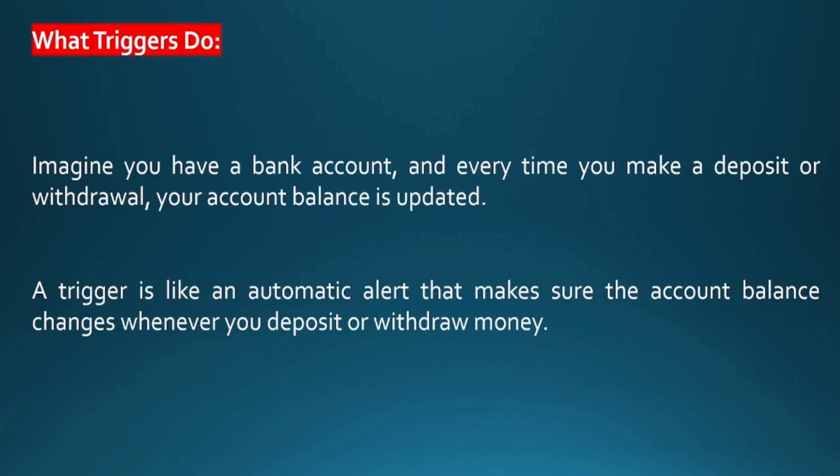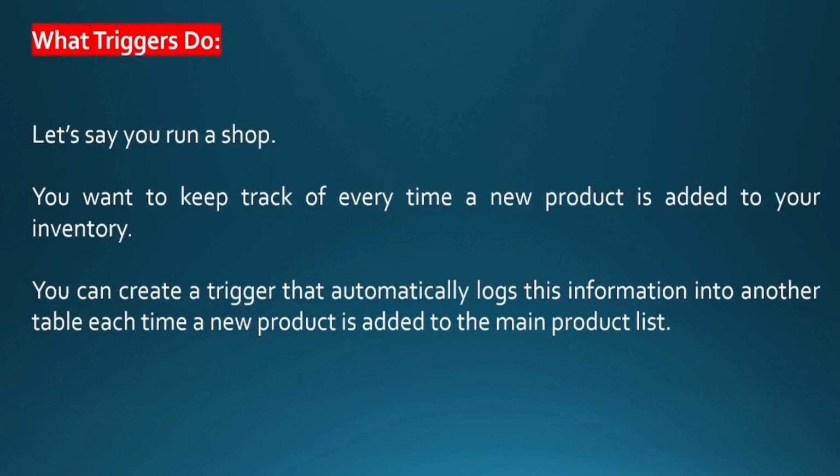Why triggers are there. That means what exactly triggers do for us. Let's take an example first. Imagine you have a bank account and every time you make a deposit or withdraw, your account balance is updated. A trigger is like an automatic alert that makes sure the account balance changes whenever you deposit or withdraw money, isn't it? So let's take another example to clear the concept.